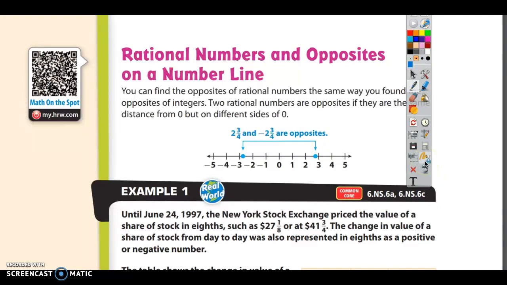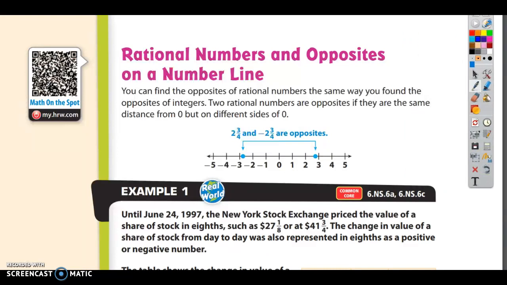It says you can find the opposites of rational numbers the same way you found the opposites of integers. Two rational numbers are opposites if they are the same distance from zero, but on opposite sides of zero. So I'm going to highlight that. Two rational numbers are opposites if they are the same distance from zero, but on different sides of zero.